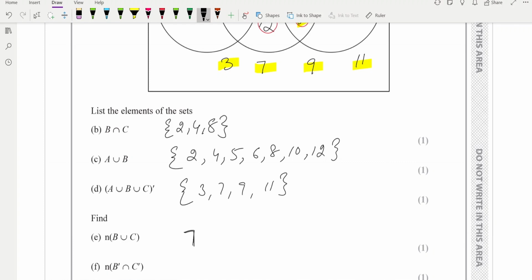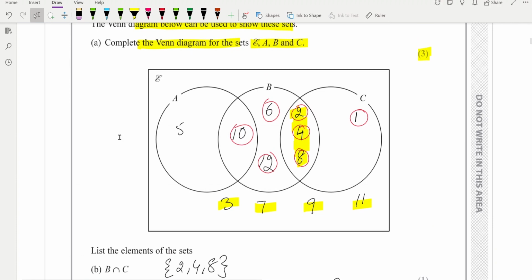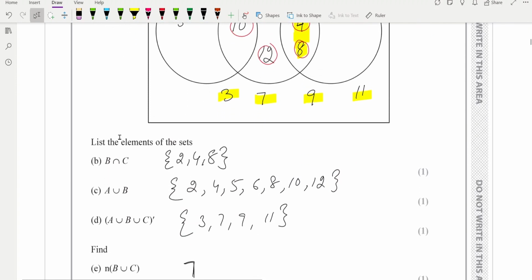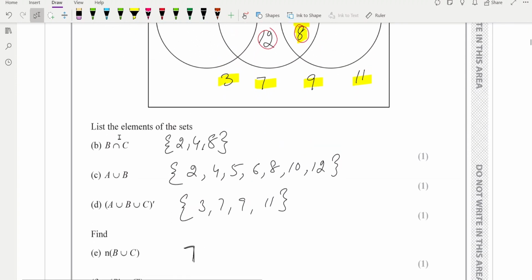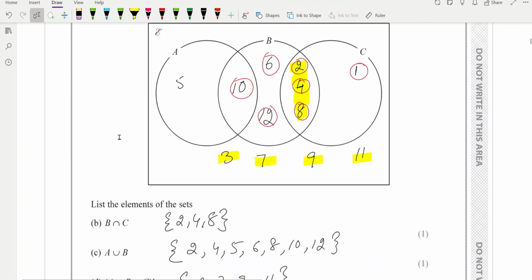Then n of B complement intersection C complement. B complement means not in B, and C complement means not in C. So not in B and not in C, and we'll have to take the intersection of that. That will be the outside members, basically not in B intersection not in C.